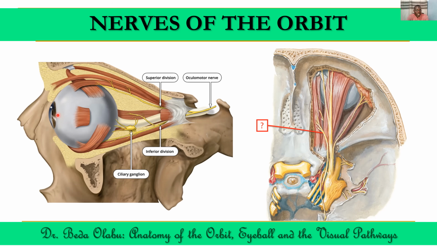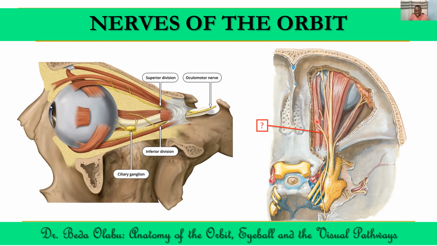Now the GSE components: the nerve divides into 2 divisions, superior division and inferior division. The ganglion is related to the inferior division of the oculomotor nerve. So the superior division of the oculomotor nerve supplies the extraocular musculature above, as you can see there: levator palpebrae superioris and superior rectus. Remember, the superior oblique is supplied by the trochlear nerve. Then the inferior division supplies the rest of the muscles that are innervated by the oculomotor nerve.